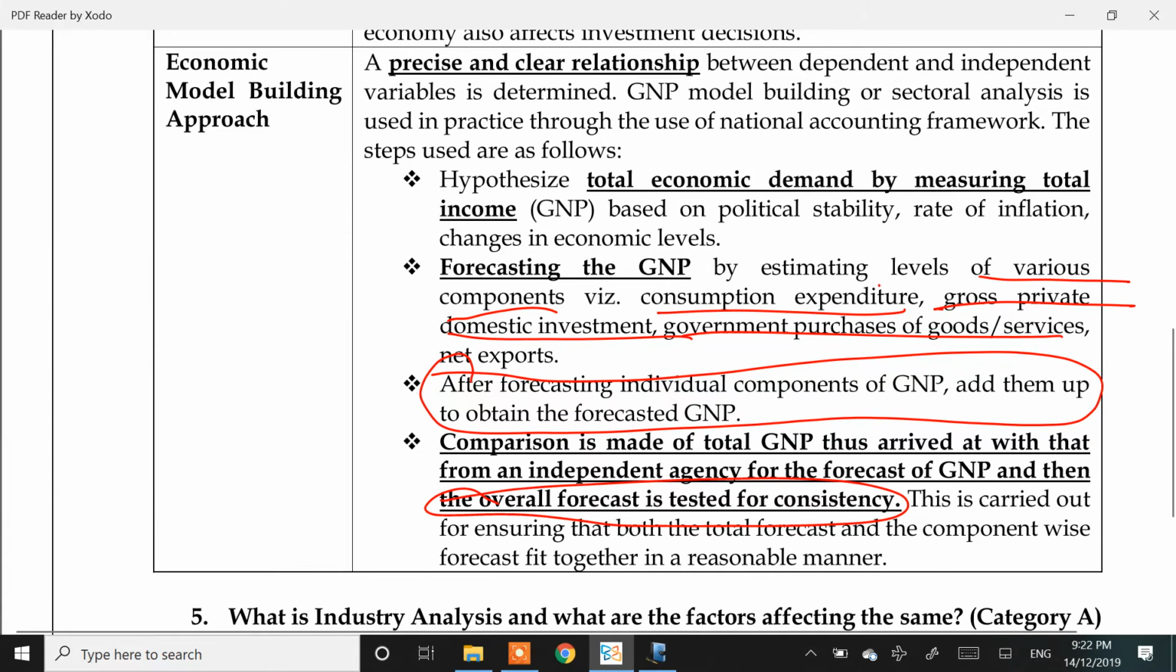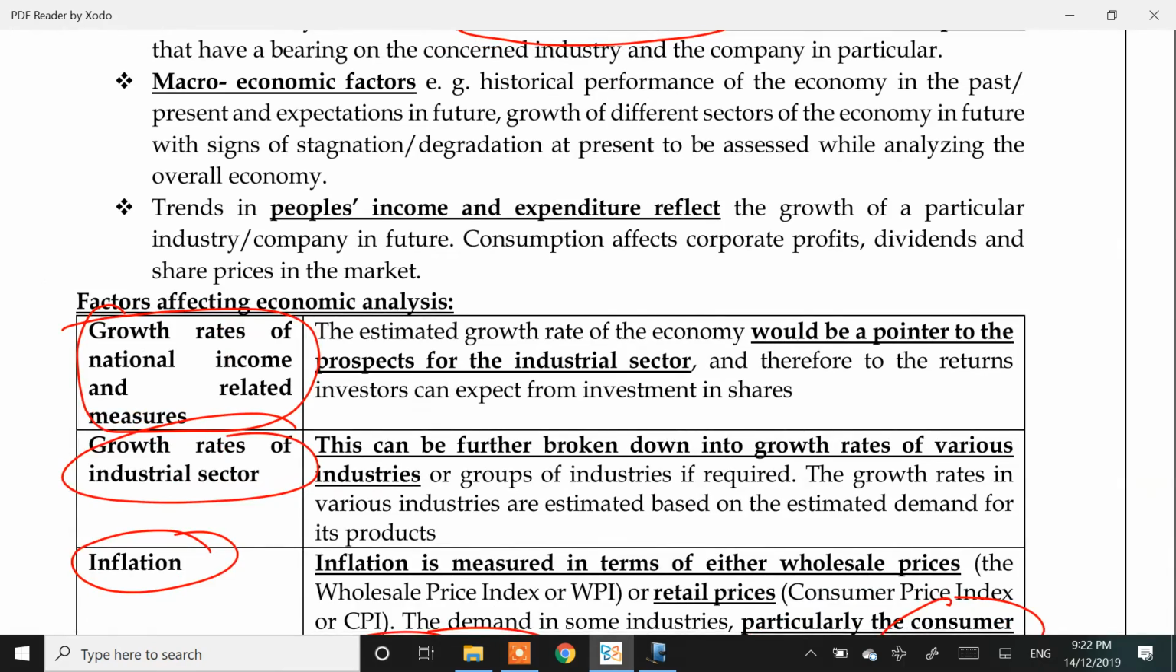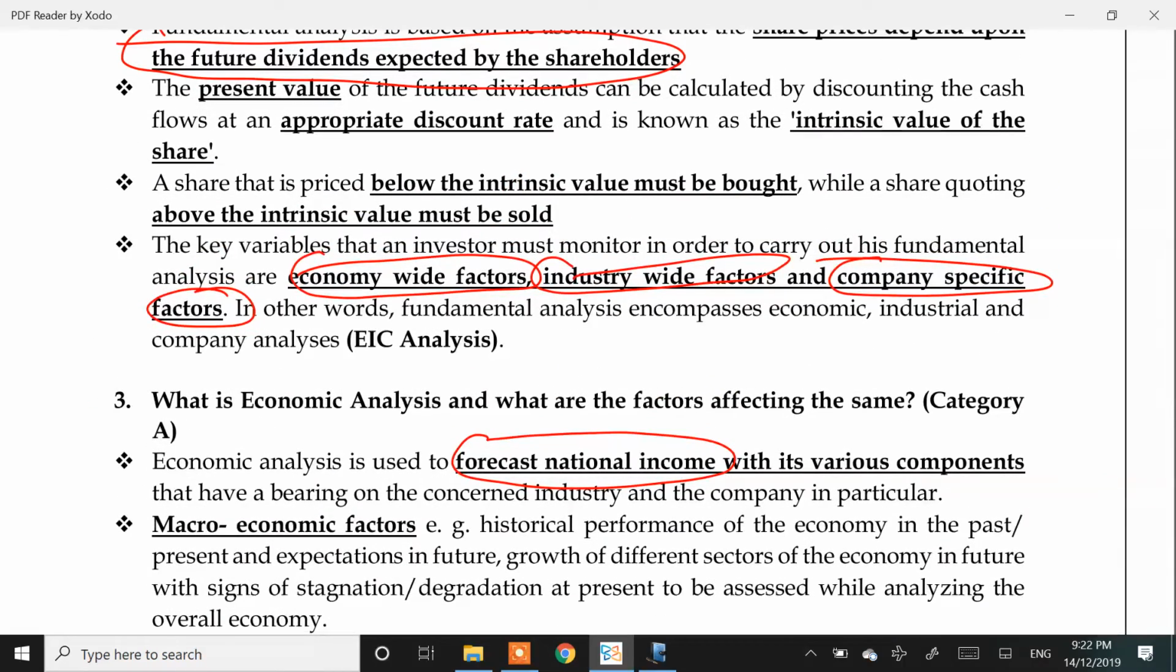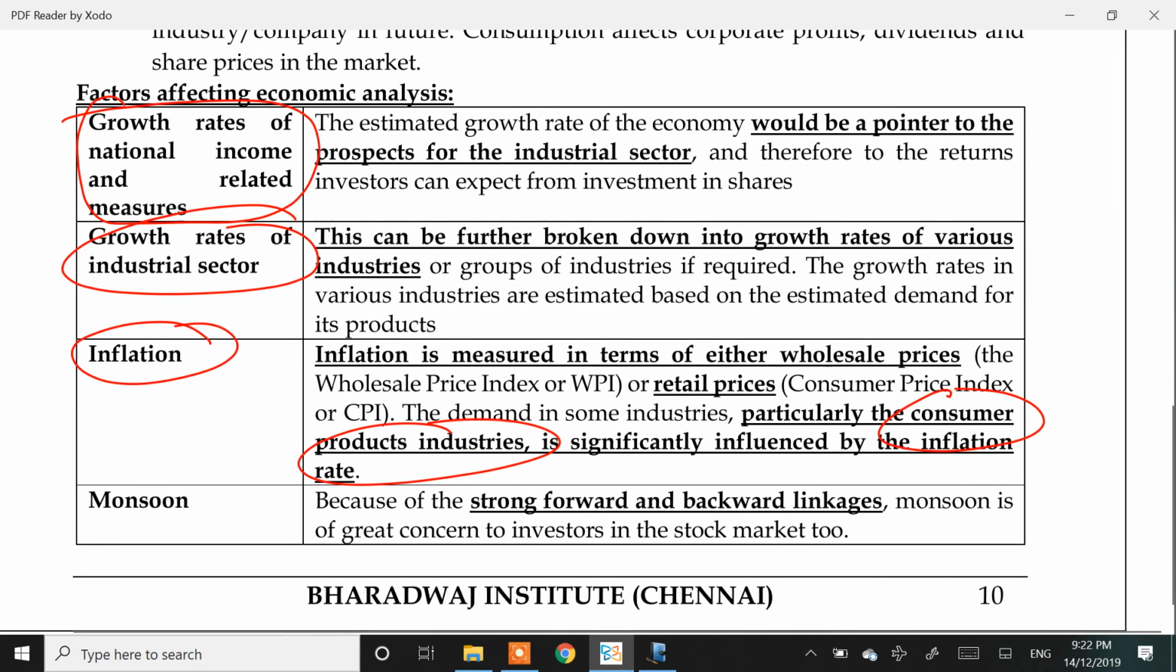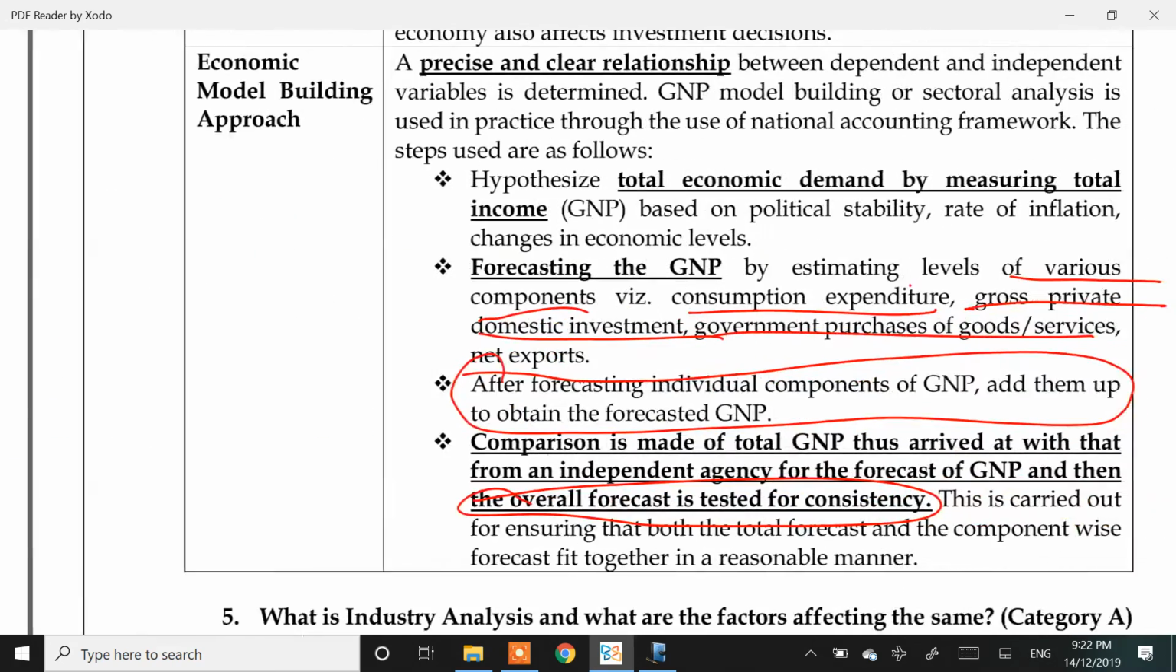So this is as far as your economic analysis is concerned. Of the EIC approach, the first part which we have focused on is economic analysis. The objective of economic analysis is to forecast the national income or the income growth which is going to be there. There are various factors which go into it. One are the growth rates in the industrial sector, inflation, monsoon. And there are a few techniques which are used.